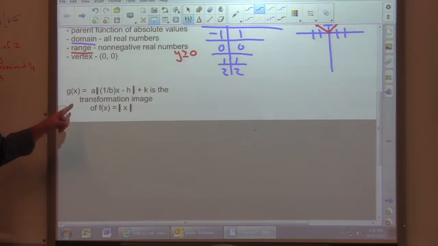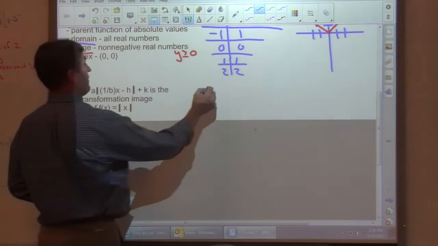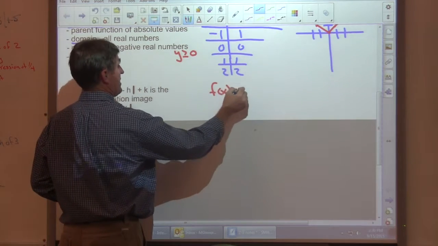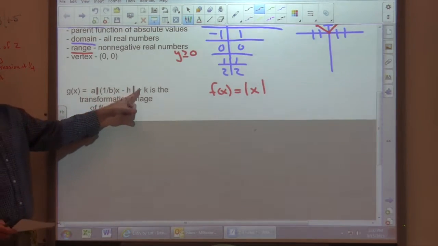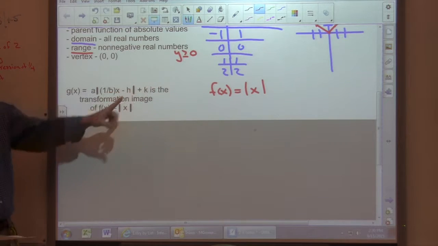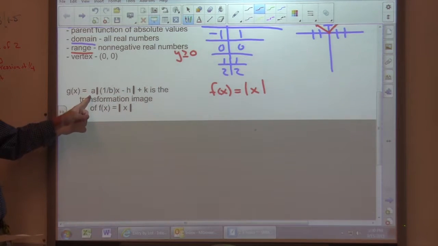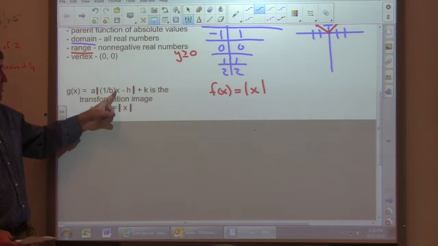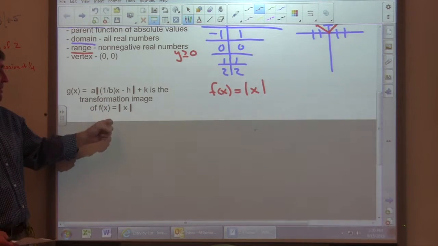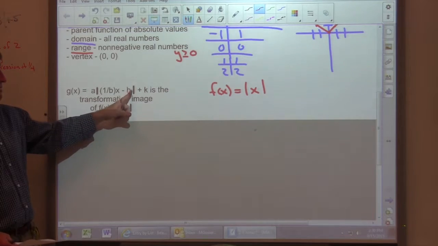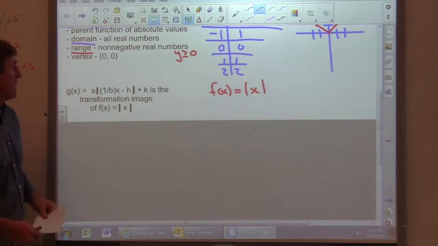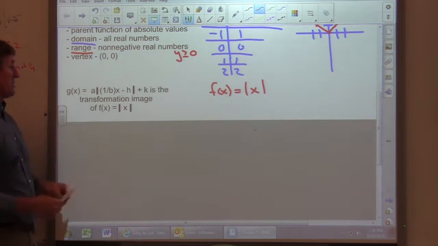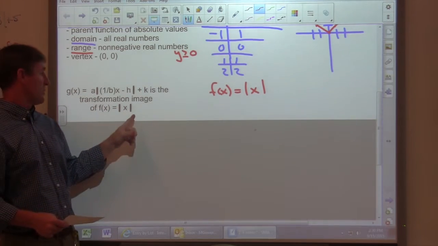Now, g of x, if we go back to our parent function, let's say f of x is the absolute value of x. These are all things that can affect the absolute value of x. A would be a number multiplied outside of the absolute value. B is a number multiplied by x inside the absolute value. H is a number that's added or subtracted inside the absolute value. And K is outside. These are the transformations of the image of f of x equals the absolute value of x.